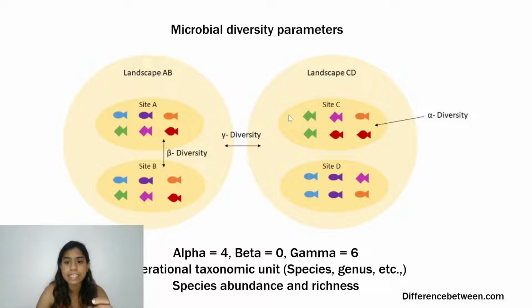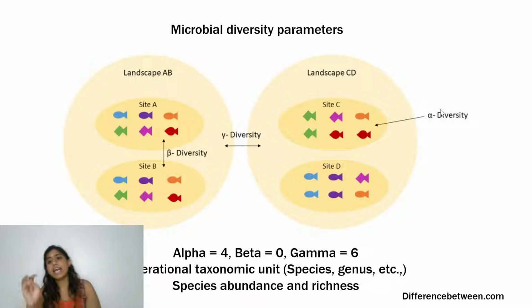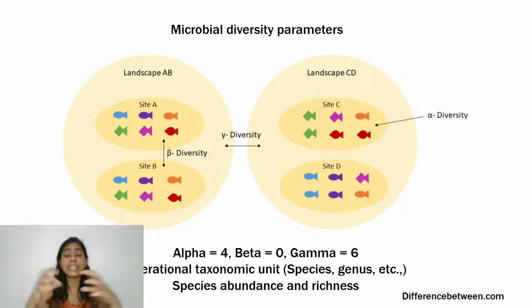So at site C, let's count the different types, or different colors, that are there. Here we can see that this green pattern is there twice, and then this purplish pattern, this orange, and this red. So there are four different types. Let's say these are four different types of microbes. So this is alpha diversity. The alpha diversity indicates the different types of species that are present. It does not indicate the abundance of a particular species. So here the alpha value is 4.